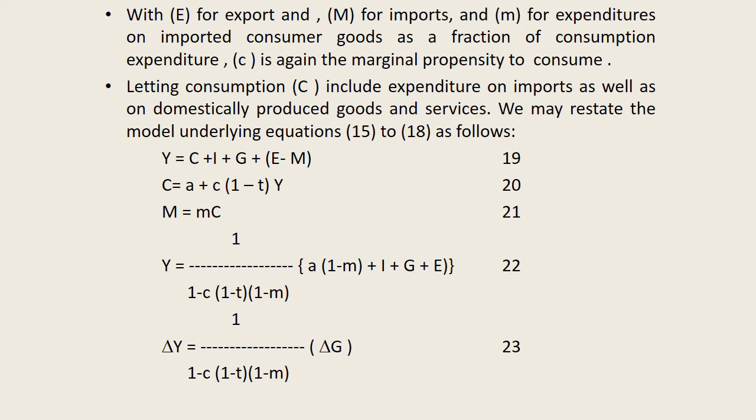ولنفترض letting consumption C include expenditures on imports as well as on domestically produced goods and services. We may restate the model underlying equations 15 to 18. يعني يا جماعة هنفترض ان دالة الاستهلاك C بتشمل الانفاق على الواردات وكذلك الانفاق على السلع والخدمات المنتجة محليا. هنعيد صياغة النموذج بالمعادلات من 19 إلى 23.